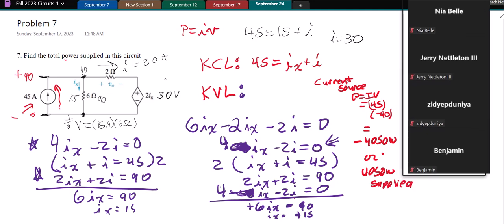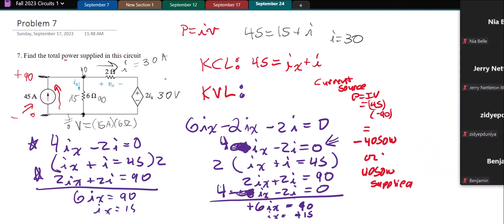Okay, now let's look at the voltage source. My current of 30 amps is coming into the positive side, so my power will equal 30 amps times a positive 30 volts, which is a positive 900 watts. And so this is positive, so that means it's absorbed, so 900 watts absorbed.